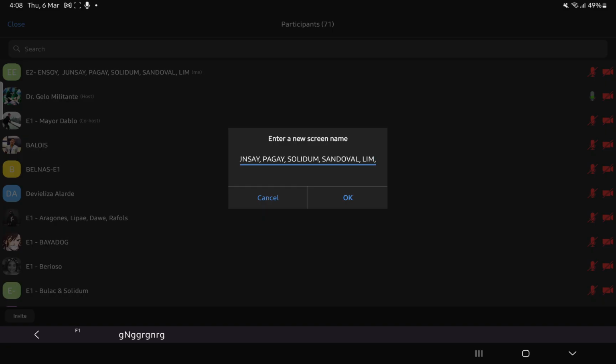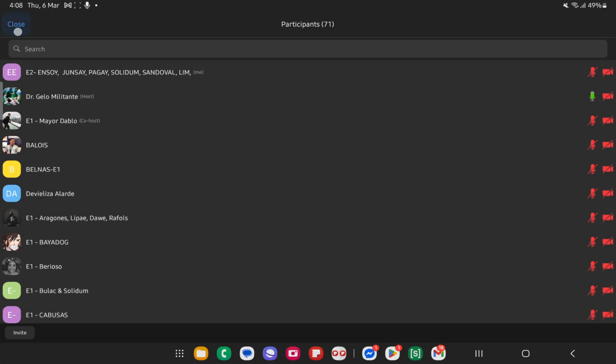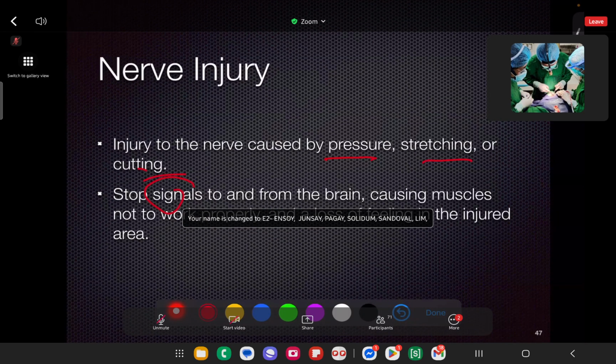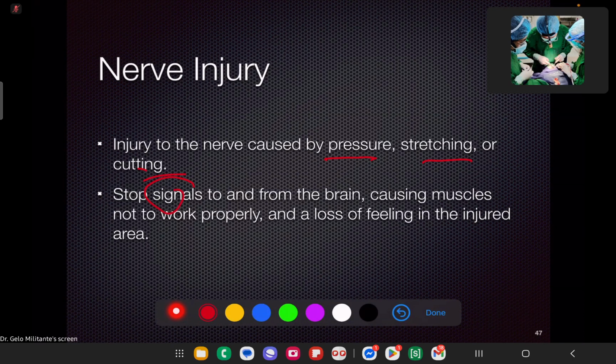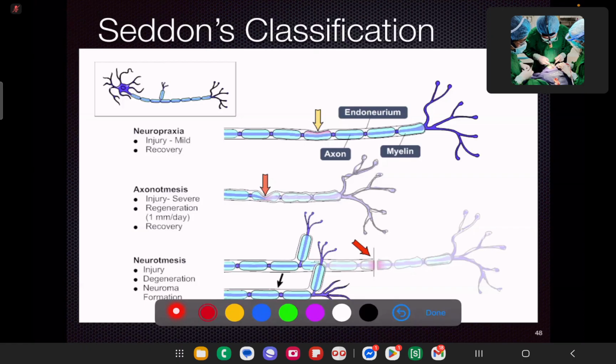So nerve injury is caused by pressure, stretching, or cutting. So basically, it actually stops the signals from the brain, causing the area to not work properly, and of course, the loss of feeling on the injured area. So it depends upon the type of injury, if it's pressure, stretching, or cutting. Now, there are different kinds of classifications for nerve injuries, but the most common and widely used is what we call the Seddon classification.